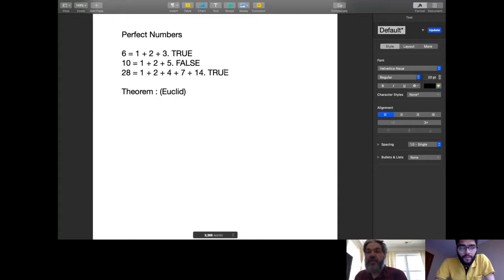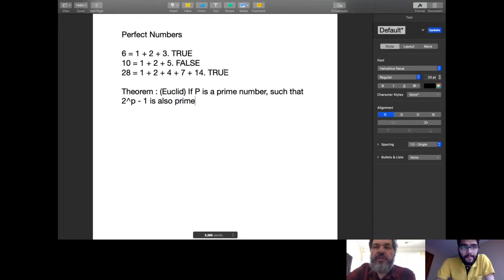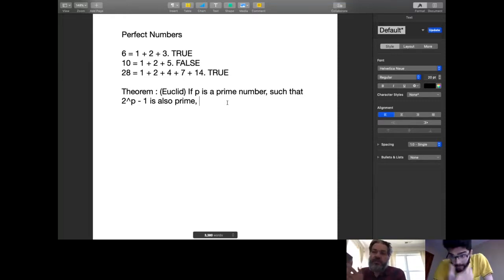And it says the following: if p is a prime number such that 2 to the p minus 1 is also prime, and we know sometimes this happens, sometimes it doesn't happen. I mean, there are prime numbers p for which 2 to the p minus 1 is prime, and there are prime numbers p for which 2 to the p minus 1 is not prime.